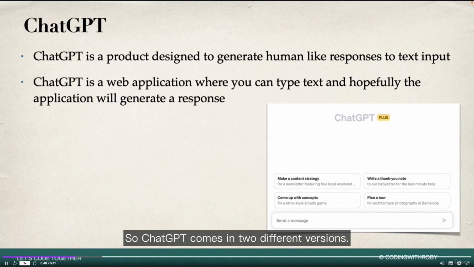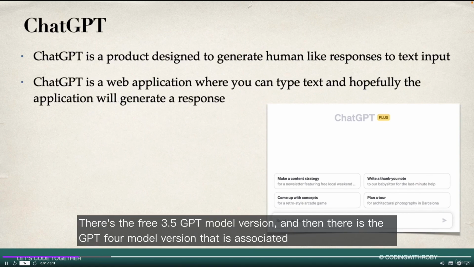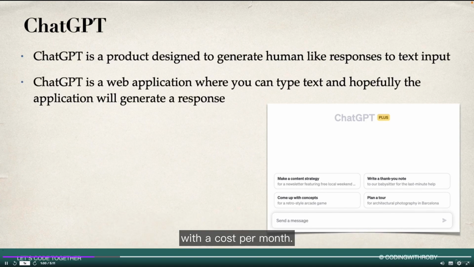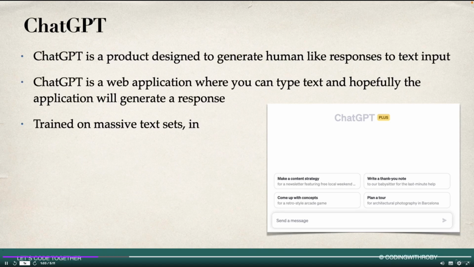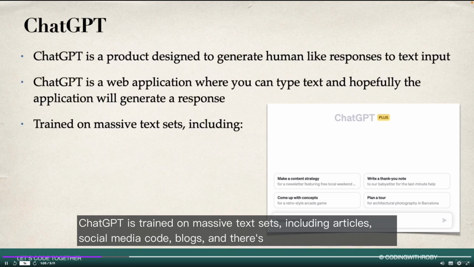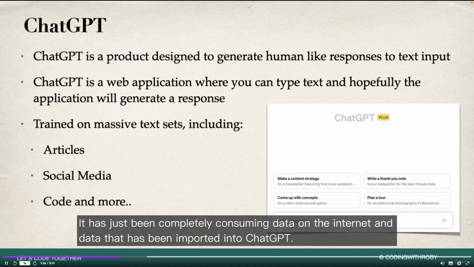So ChatGPT comes in two different versions. There's the free 3.5 GPT model version, and then there is the GPT-4 model version that is associated with a cost per month. ChatGPT is trained on massive text sets, including articles, social media, code, blogs, and there's so much more. It has just been completely consuming data on the internet and data that has been imported into ChatGPT.